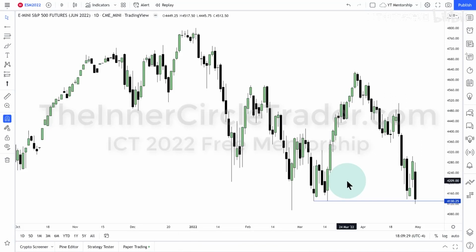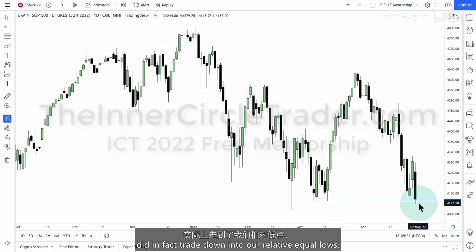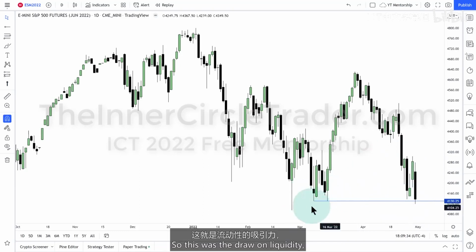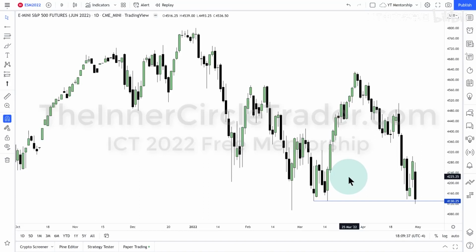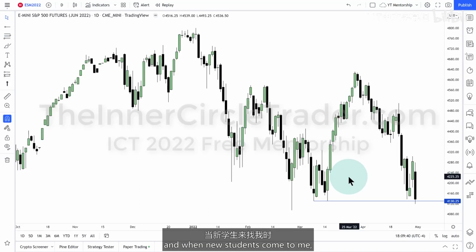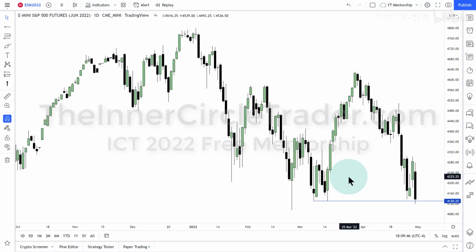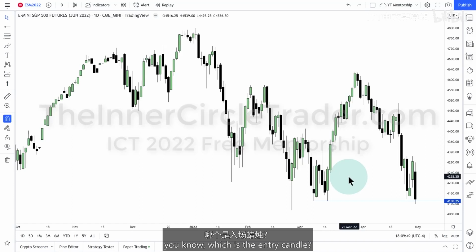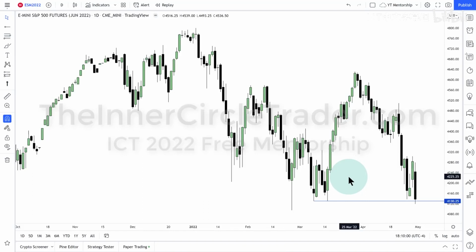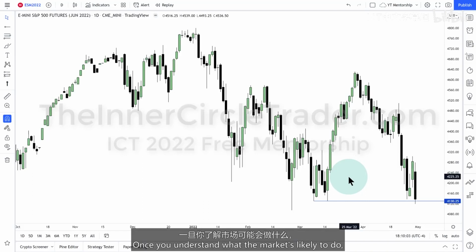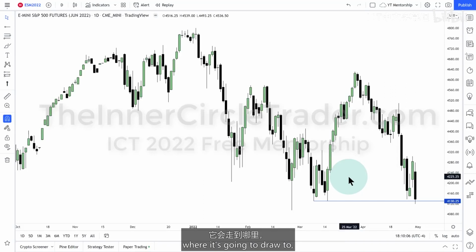All right, so we're looking at how the market did in fact trade down into our relative equal lows. So this was the draw on liquidity. Now, when I train my students and when new students come to me, the first thing they want to know is how to pick the right order block, because they know it's one of my concepts. They want to know, which is the entry candle? What's the entry point? Where do I get in? And that's the easiest thing out of all the learning. Once you understand what the market's likely to do, where it's going to draw to, where's it going? Why should it get there?